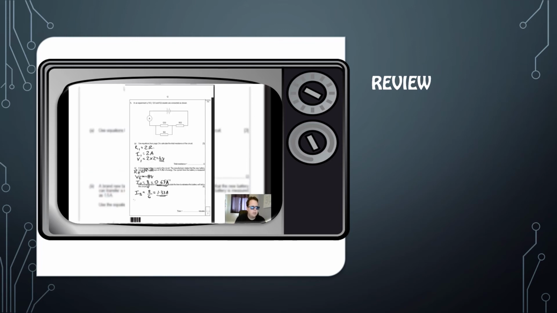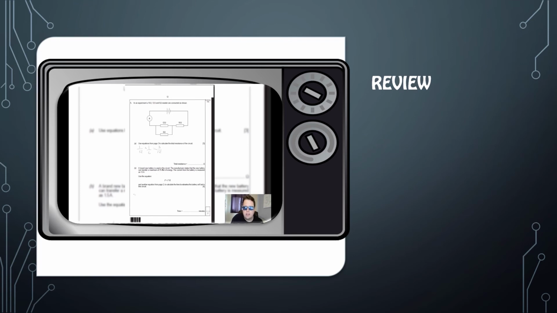Okay, the next question then. A 12 and a 6 ohm resistor connected as shown. Use the equations from page 2 to calculate the total resistance of the circuit. So this time we're looking at combining resistors. So we've got the 12 and the 6 in parallel. So we first do 1 over 12 plus 1 over 6, which will give us 3 over 12.